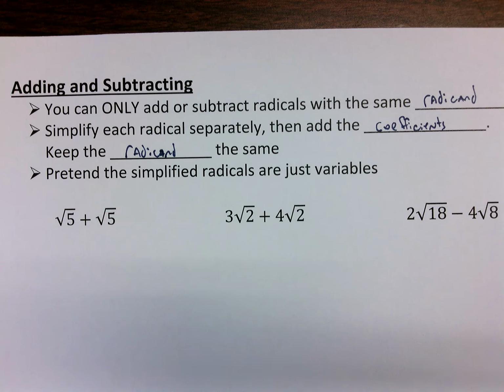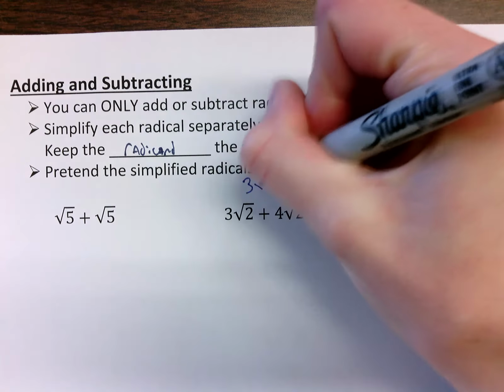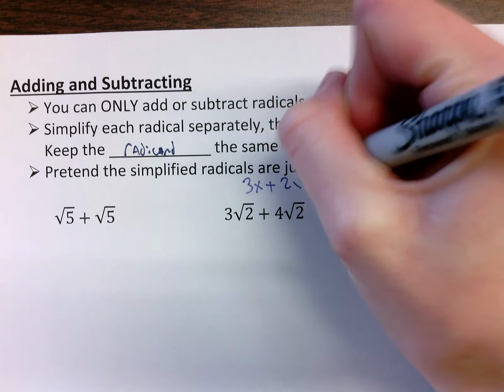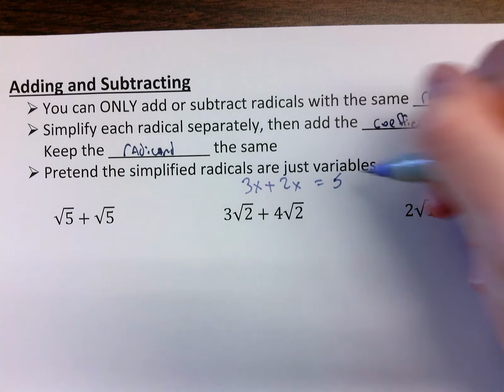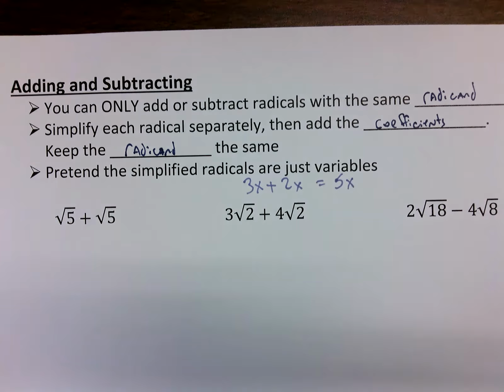This is a lot like if I gave you a problem like 3x plus 2x, right? When you simplify that problem, you add the 3 and the 2 to 5, but it just stays in x, right? Nothing fancy happens with the x, it just stays the same. Very similar to what we're going to do here, okay?